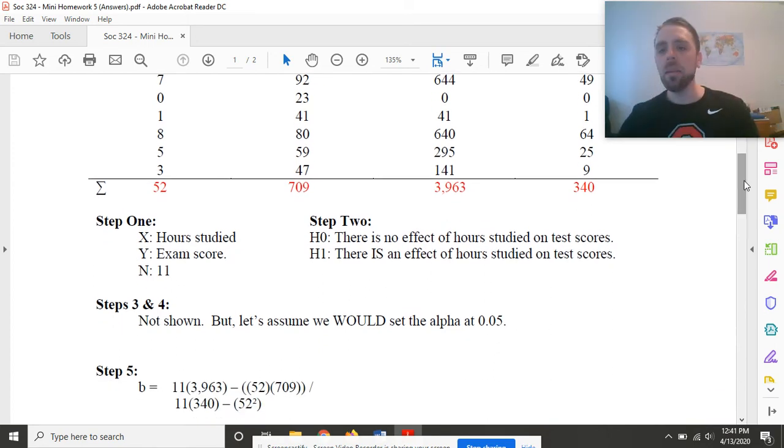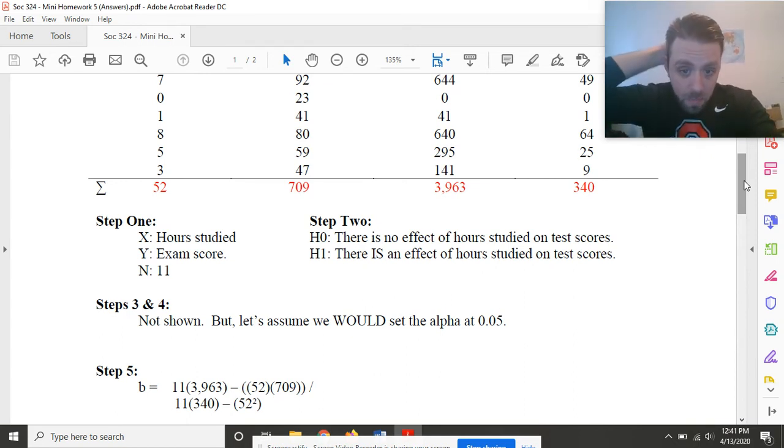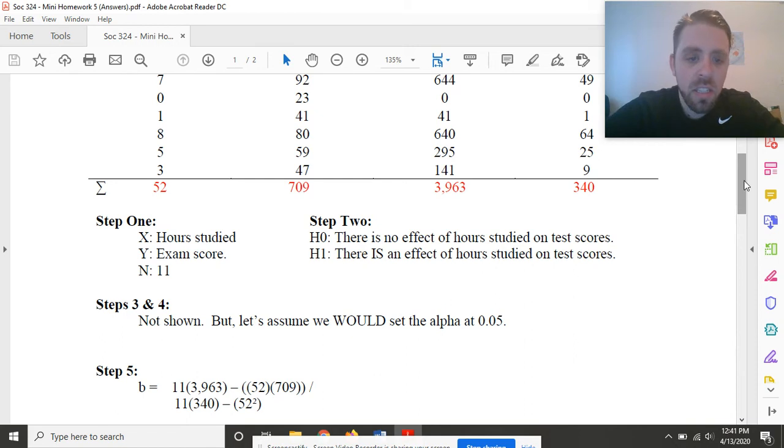I want to first calculate B because I need B in order to get a value for A, pardon me. I need the regression coefficient in order to get A, or my y-intercept. So, going through the equation, 11, which is N, times 3,963, that's the summation of XY, minus 52 times 709. That is 52, the summation of X, times 709, the summation of Y. That is the numerator of my formula here.